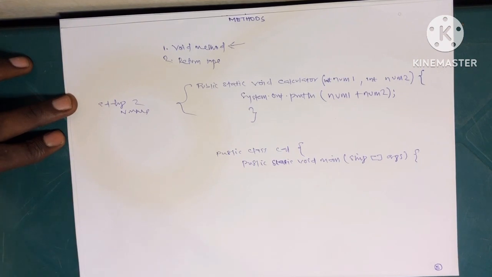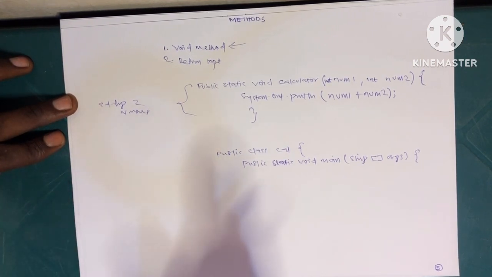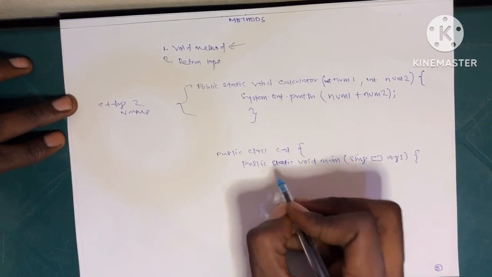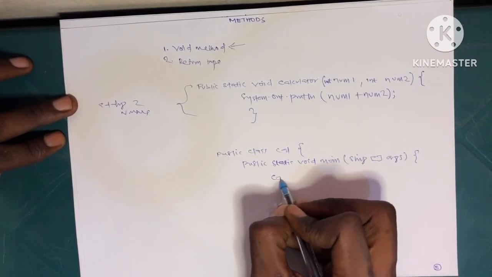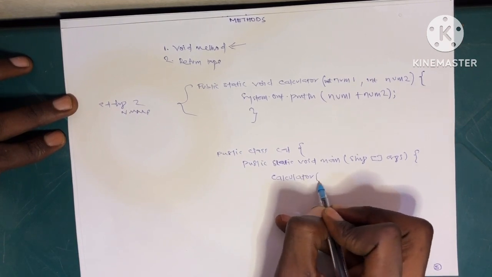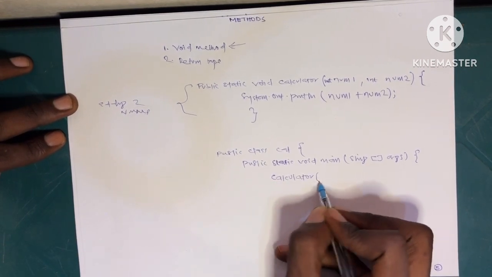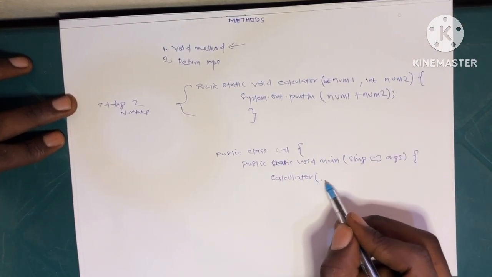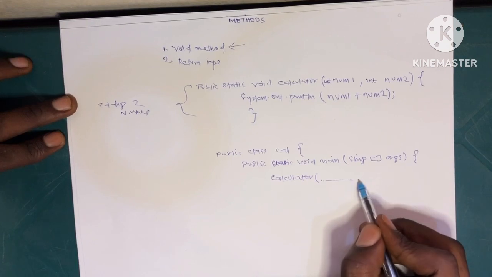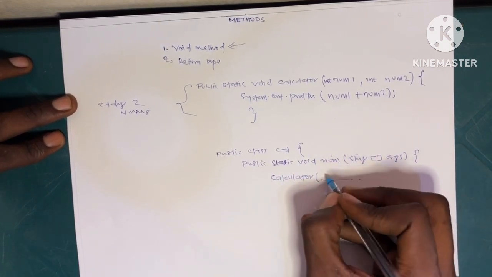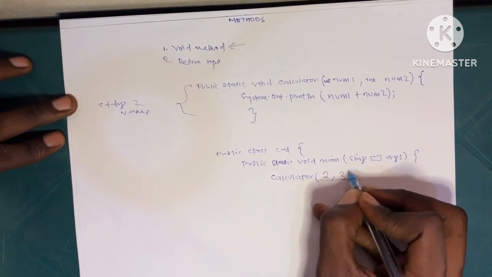Now what you want to do here is to call the method you've created. If you want to call another method you've created, like this calculator, to do it you have to do this. You say calculator, then you open this parenthesis, and now you have to pass values into this method. What we put here is called arguments, the values you put here. Let's say you want to add 2 plus 3, right? You now say 2 comma 3, then close it.